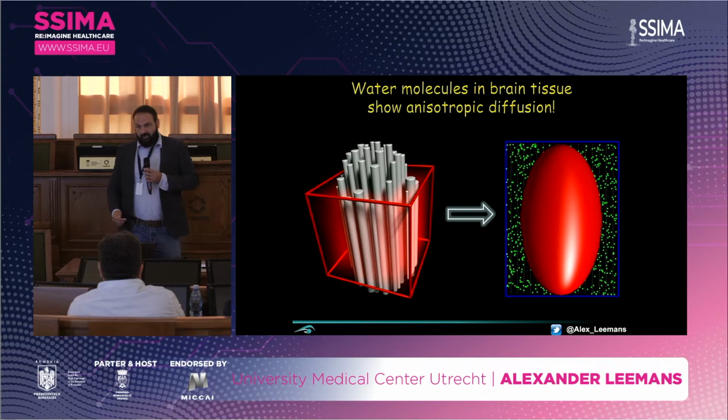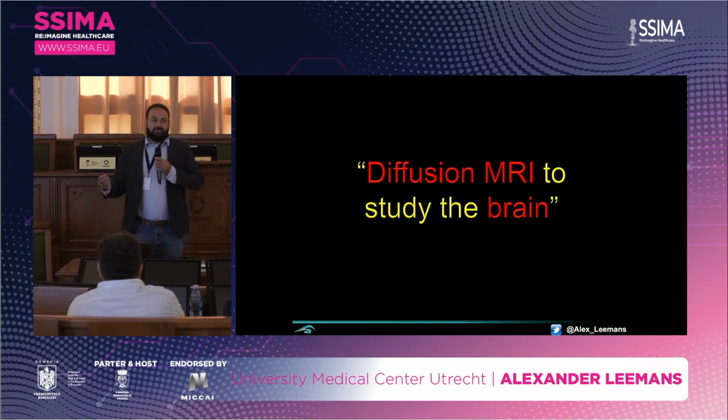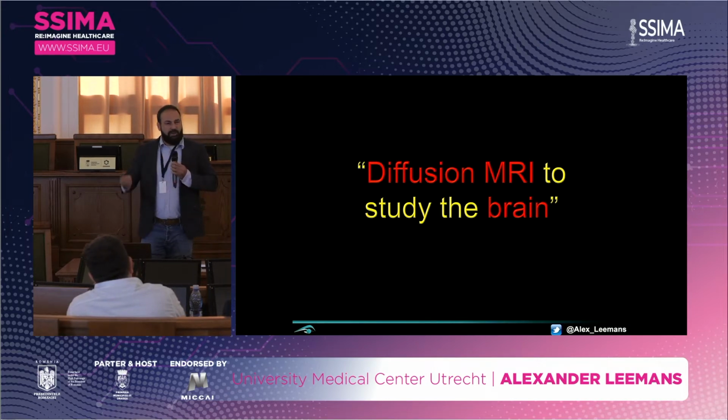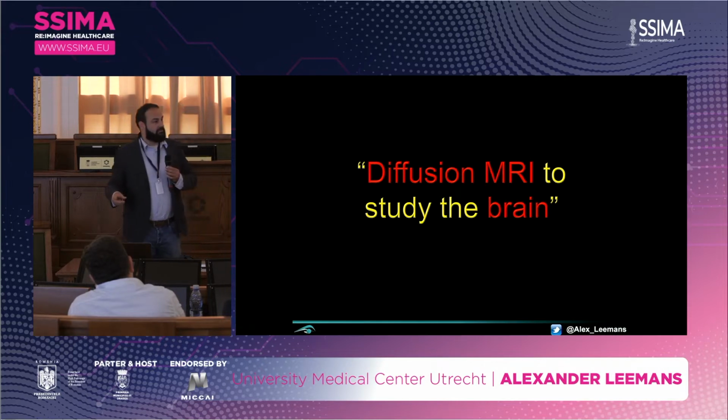Okay? So the cool stuff is now doing something with MRI to try to capture this diffusion process, because if we can quantify the diffusion process at every location in the brain, then that diffusion profile says something about the underlying tissue architecture.